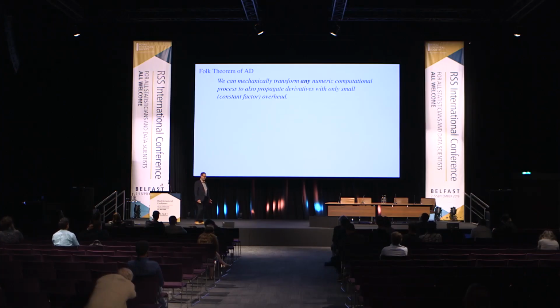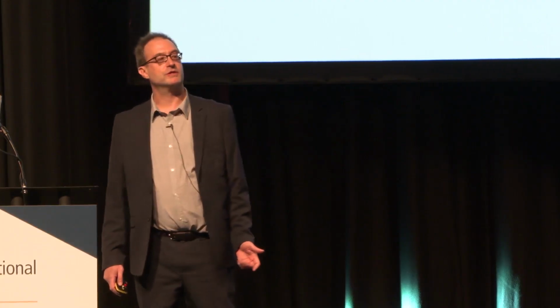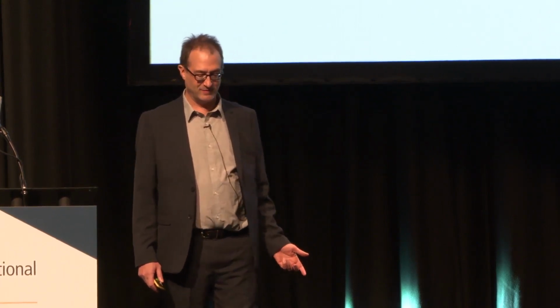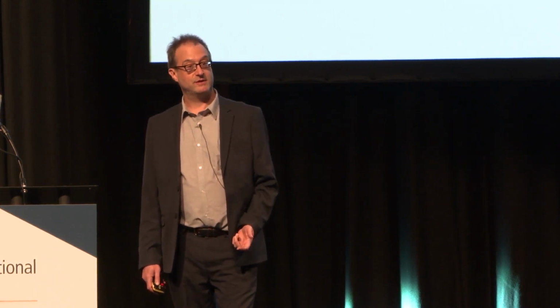Okay. So here's the Folk theorem of automatic differentiation. You can take any numeric computation, and you can mechanically transform it, so not requiring any creativity, right? A mechanical process, like a calculus, to also propagate derivatives with a small constant factor overhead. That's the difference from just taking derivatives like Newton did, because here you want to take a derivative of a computational process, and so complexity comes into it. And so the Folk theorem of AD is that you can do it with only a small constant factor overhead.